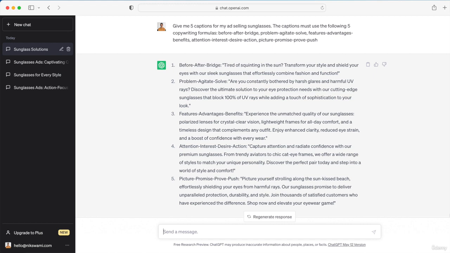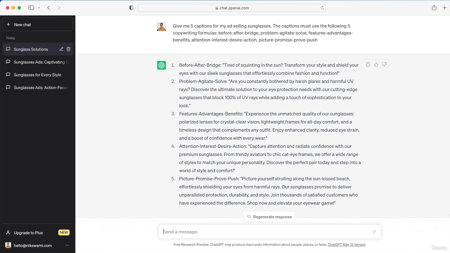So that one's using the 4 Ps. Paint a picture that gets your audience's attention and creates a desire for your offer. Then promise that your offer will give them that picture. Prove to them that you're able to deliver that promise, and then finally, push them to take action. Now, ChatGPT's caption follows that perfectly.